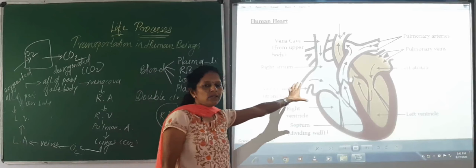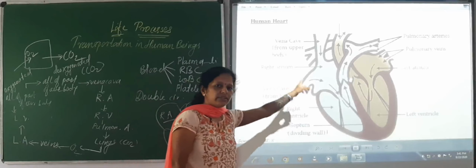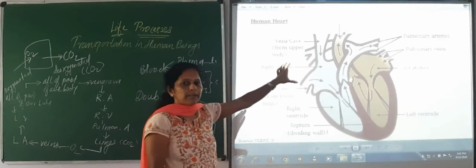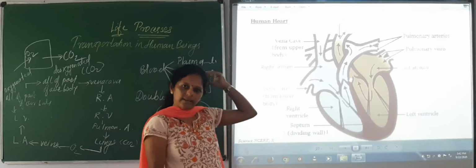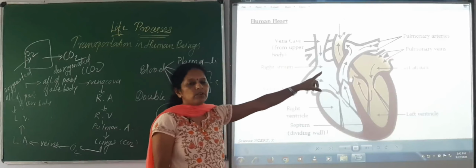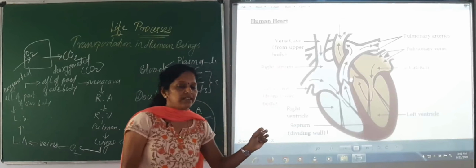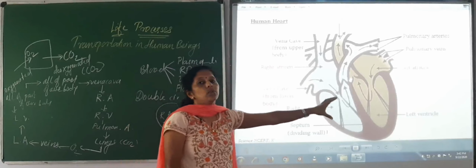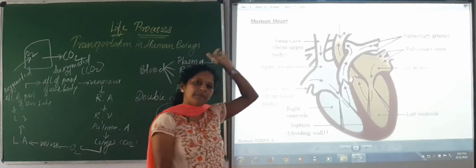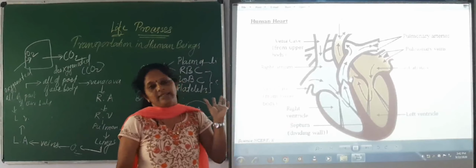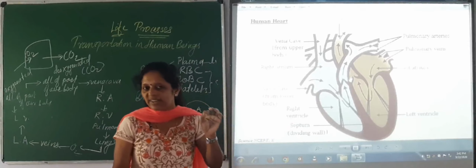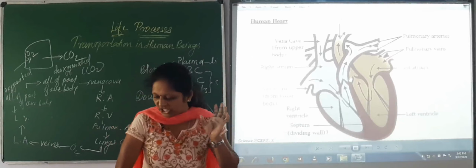In the pulmonary circulation, the blood circulating is deoxygenated blood from the different parts of our body to the lungs, and in systemic circulation, oxygen-rich blood goes from the lungs, from the heart, to the different parts of our body. That is the systemic circulation. That is called a double circulation.